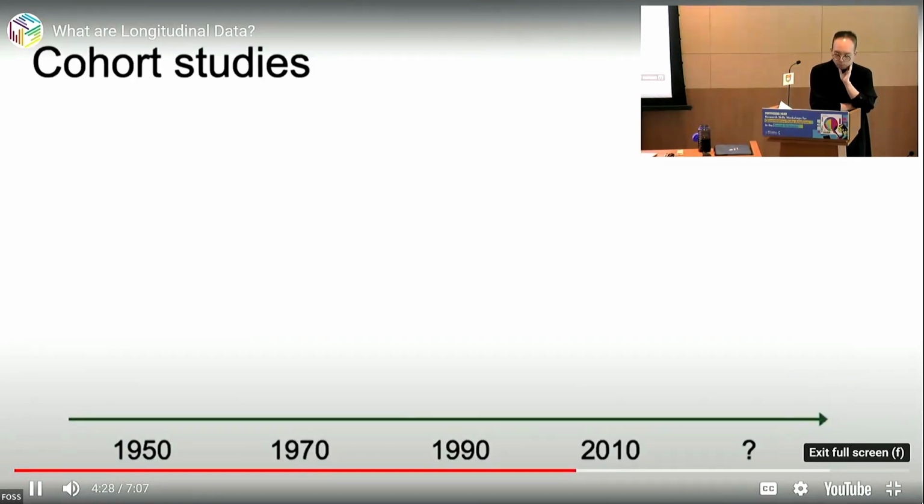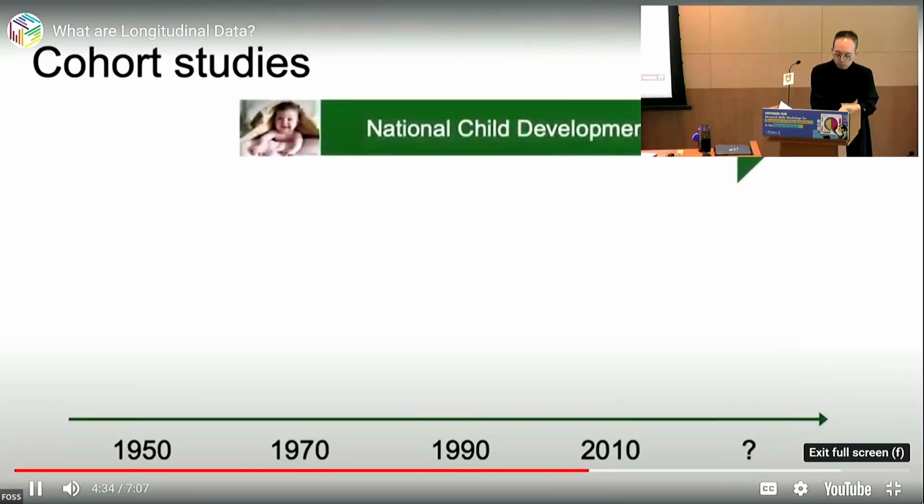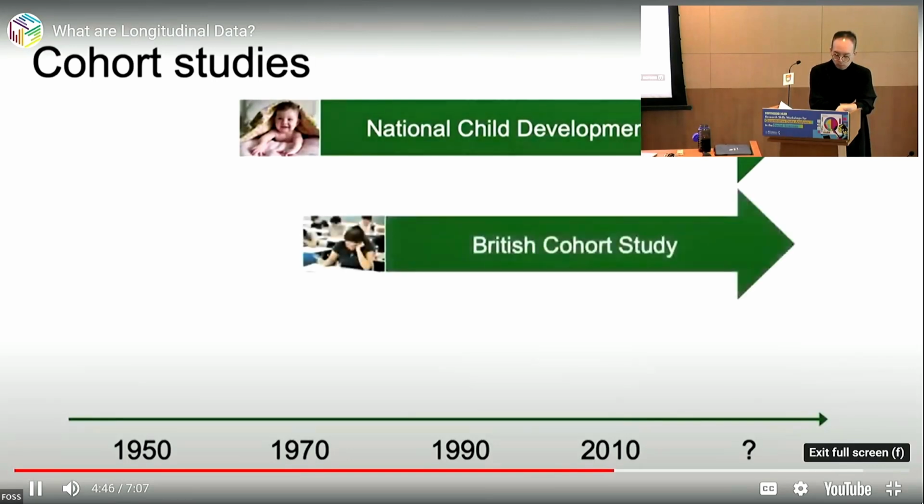Cohort studies follow people who have some event in common, such as being born in the same year. For example, the National Child Development Study has been following a cohort of people born in a particular week since 1958. Other cohort studies include the British Cohort Study that follows a group of people born in 1970.